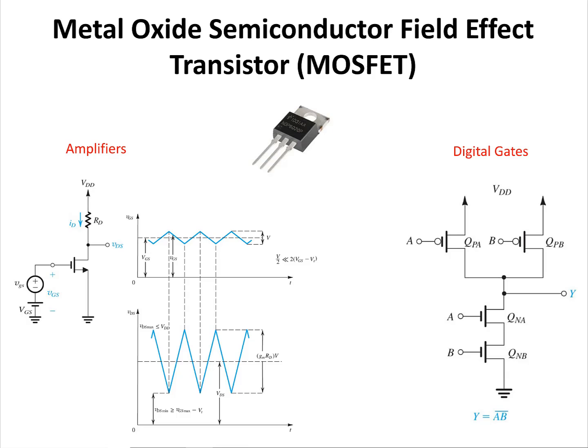When they're used as amplifiers, they can amplify signals with small amplitude and generate signals with larger amplitude at the output. And because of their functionality as a switch, they are used in the implementation of digital gates. We are going to study how to use MOS transistors in implementing digital gates in this course.